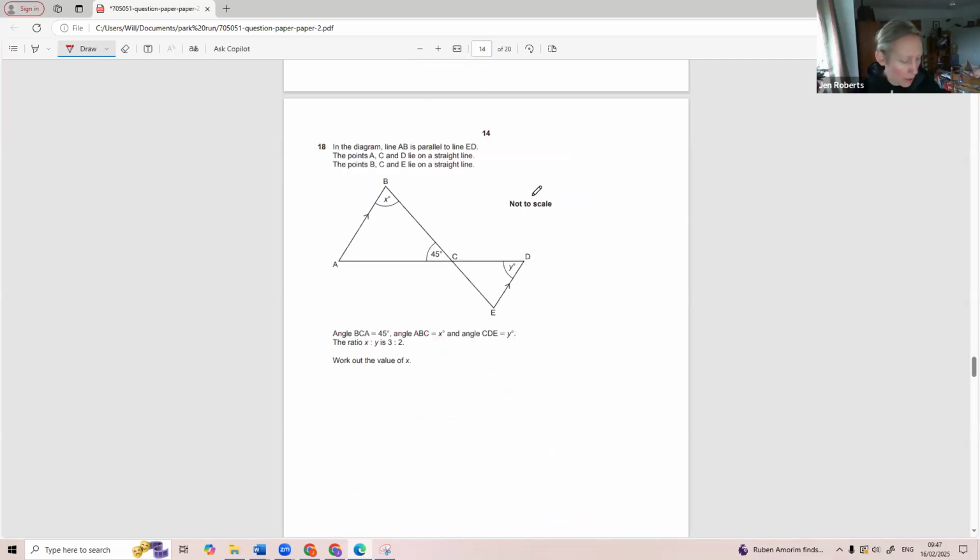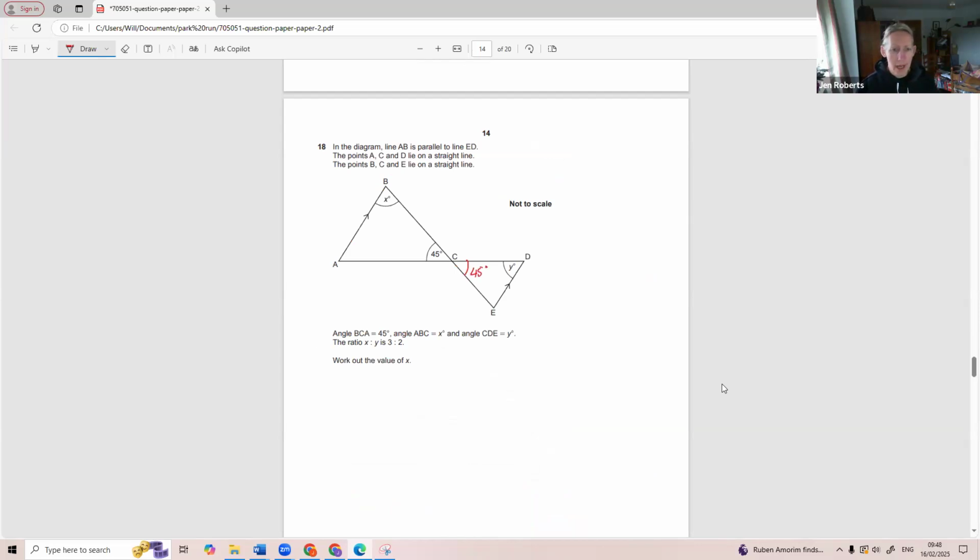In the diagram, line AB is parallel to ED, so angles and parallel lines. What are we looking at here? Z, alternate angles, F, corresponding angles, or C, co-interior angles. Let's just put anything on the diagram we know. Those opposite angles are the same.